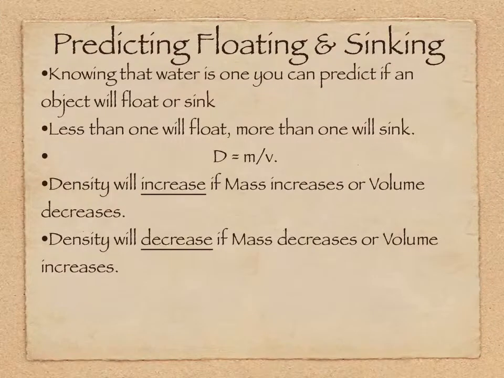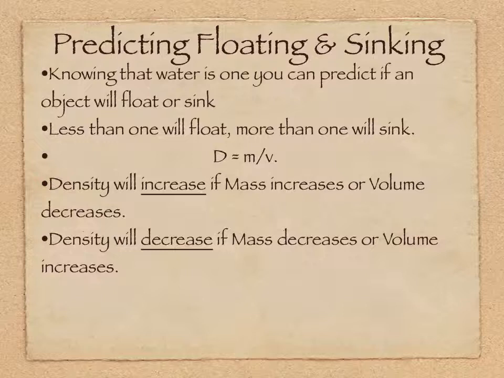Now, if you want to predict floating and sinking, knowing that water is 1, you can predict if an object will float or sink. If the object has a mass or a density that is greater than 1, the object will what? Sink. Yeah. If the object has a density that is less than 1, the object will float. And if the object has a density that is exactly 1.000, the object is going to be suspended in the middle of the water column.